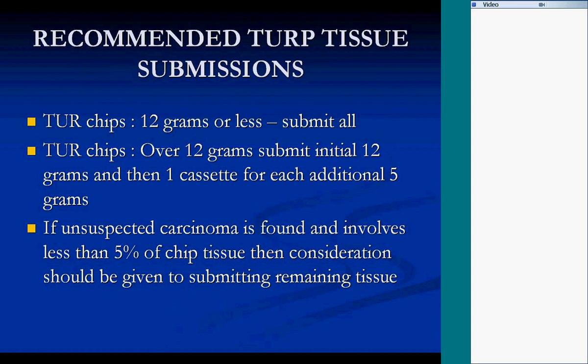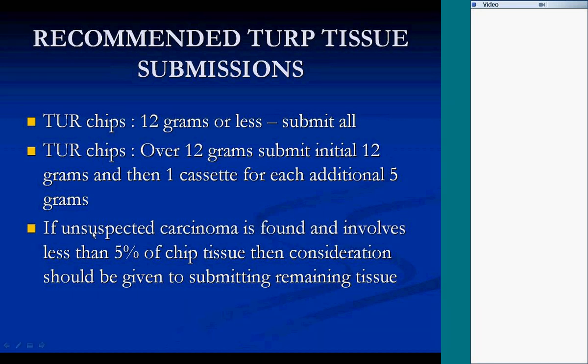So we do touch upon tissue submission and recommended amount of tissue to submit in the CAP protocol. And for TURP chips, we recommend submitting, when you have 12 grams or less, all of that tissue. And if you have more than 12 grams, submit the initial 12 and then one cassette for each additional 5. You can try to pick out chips that might be more suspicious for cancer, but really that's a futile exercise.